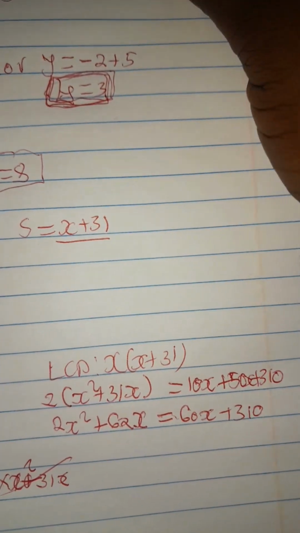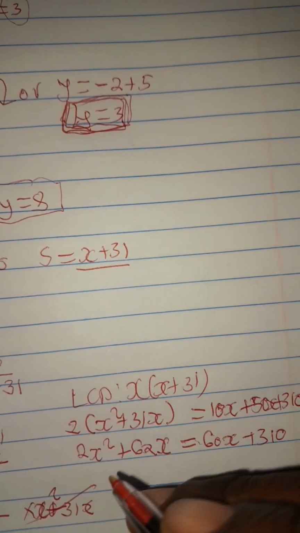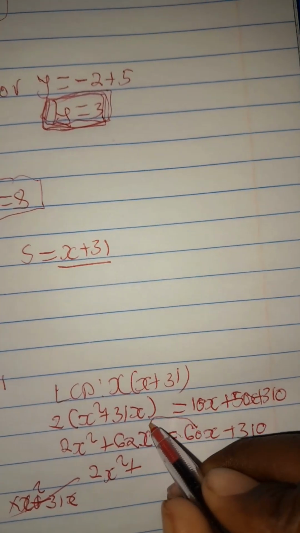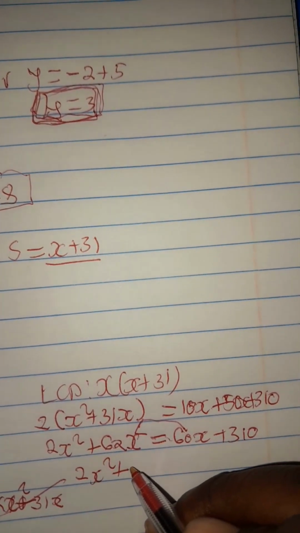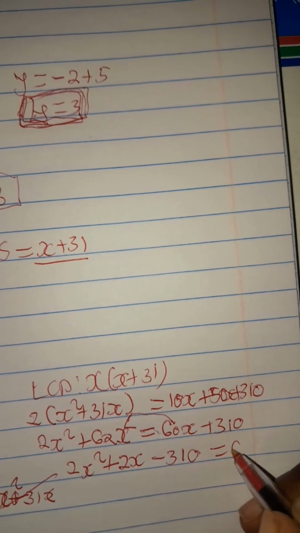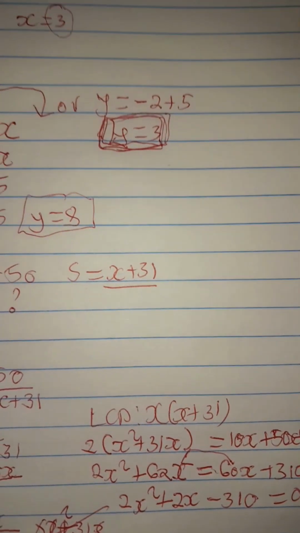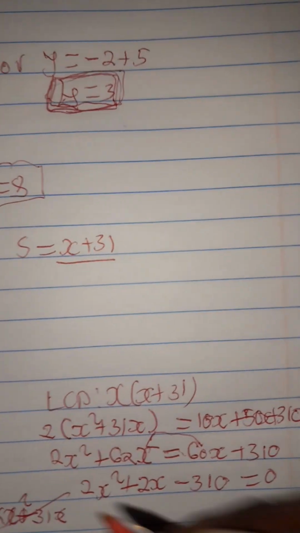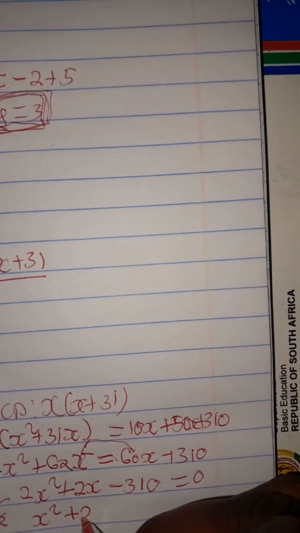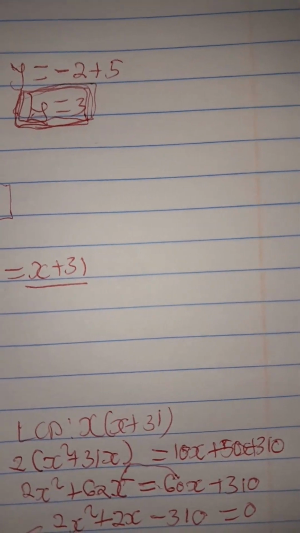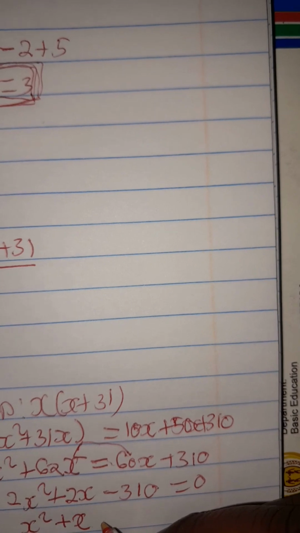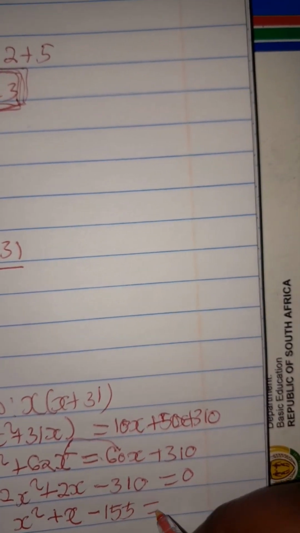So we can put this into a standard form. So what are we going to do? From here, we are going to say 2x squared. If we take 60x to the other side, it will be 62 minus 60, which will be 2x. Then if you take 310, that becomes minus 310. Then you can divide both sides by 2. How many times does 2 go into 2? That will be x squared. How many times does 2 go into 2? That will be x in this case. So 310 divided by 2, that will be 155.